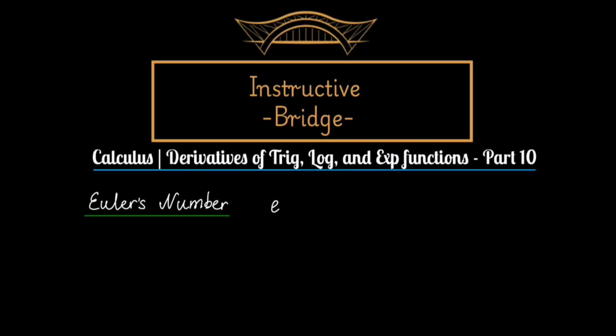It's a very important concept in calculus, much like how pi is extremely important in trigonometry. The Euler's number e is irrational, meaning it cannot be expressed as a fraction, just like pi, and its value is approximately 2.71828 and so on, never ending. I do have a separate video that goes in detail about how the Euler's number is formulated.